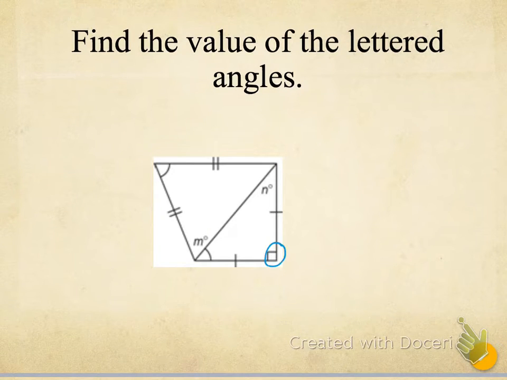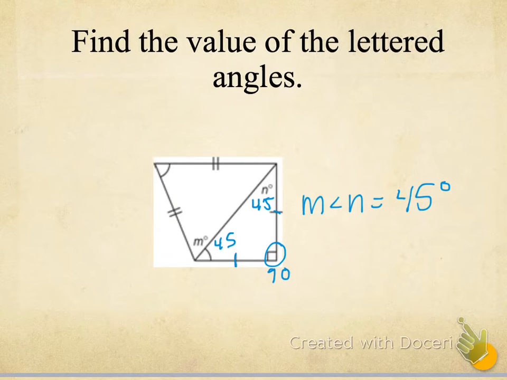Alright, so this is 90 degrees here. So if these are the same, that means these are the same because they're isosceles. So if I take 180 minus 90, I have 90 left over to split between those two, so I cut it in half. So the measure of angle N is 45 degrees.